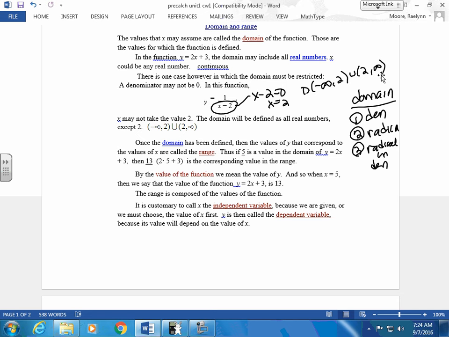I pledge allegiance to the flag of the United States of America and to the republic for which it stands, one nation, under God, indivisible, with liberty and justice for all. Please remain standing for a moment of silence. Thank you. Please be seated.